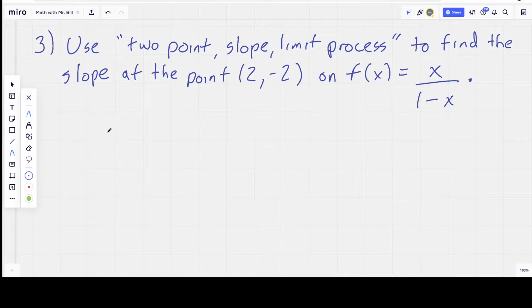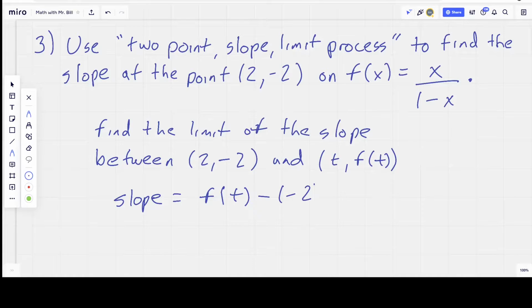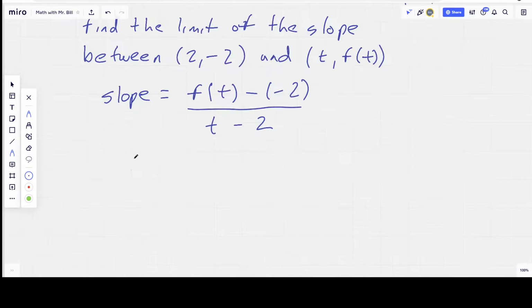So in other words, we're going to find the limit of the slope between (2, -2) and (t, f of t). So (t, f of t) is going to be the generic point. So the limit of the slope, well, let's find the slope first. So the slope here is going to be equal to, well, it's the difference in the y values. So it's f of t minus negative 2 divided by the difference in the x values. So rise over run. And then we'll want to take the limit of that.